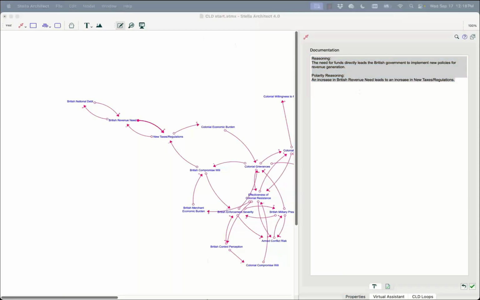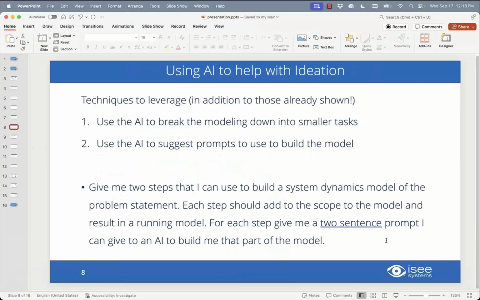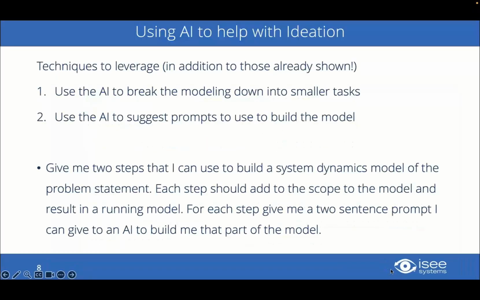So let's move on from CLDs and dynamic hypotheses, and let's talk about using AI to help with ideation. Let's talk about two techniques that we can leverage, in addition to those already shown, to help come up with ideas. We're going to use the AI to break modeling down into smaller tasks, and we're going to use the AI to suggest prompts to use to build the model.